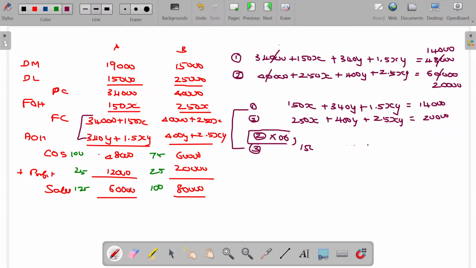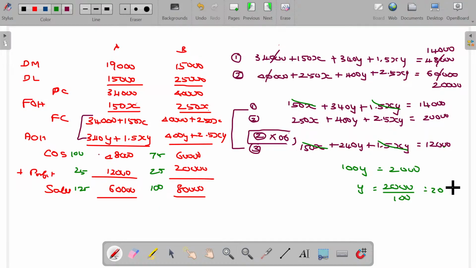So 150x plus 240y plus 1.5xy is equivalent to 12,000 rupees. So I cancel this 150x and 150x, and 1.5xy and 1.5xy got cancelled. Finally, I'll get what? 340 minus 240, 100y is equivalent to 14,000 minus 12,000, 2,000. Here y is equivalent to 2,000 divided by 100, otherwise 20%. Y being 20%.